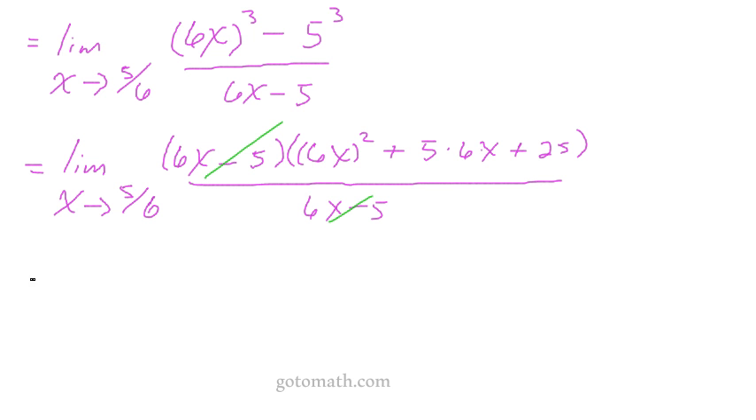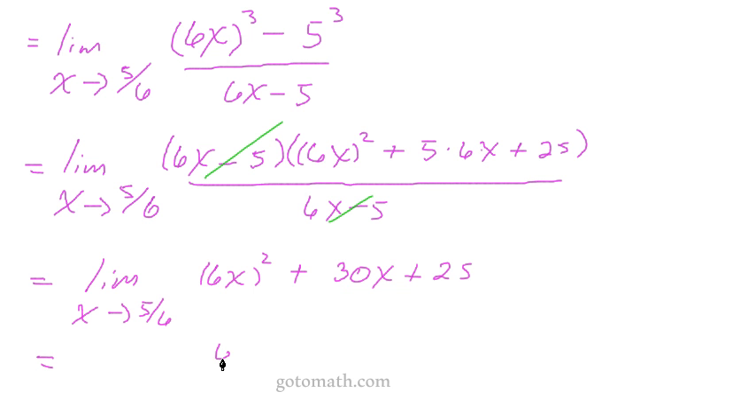Rewrite this limit, and of course I write an equal sign here. We've got the limit as x approaches 5 sixths, and this becomes now, you know what, I'll just keep that in parentheses there. And that's 30x plus 25. And then we do the direct substitution.